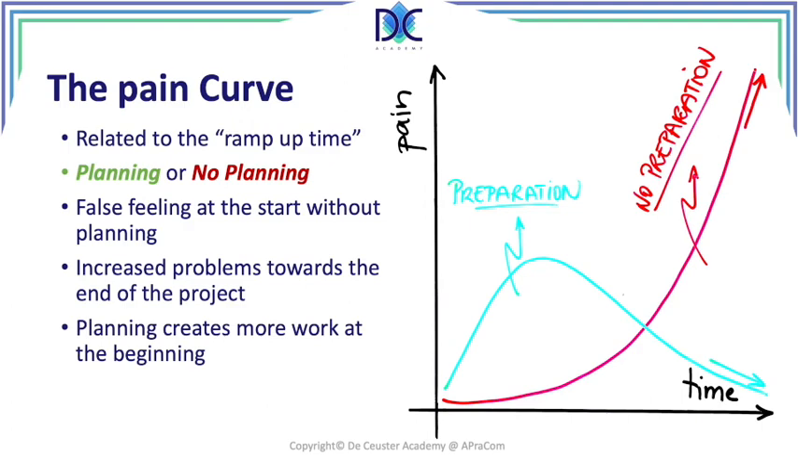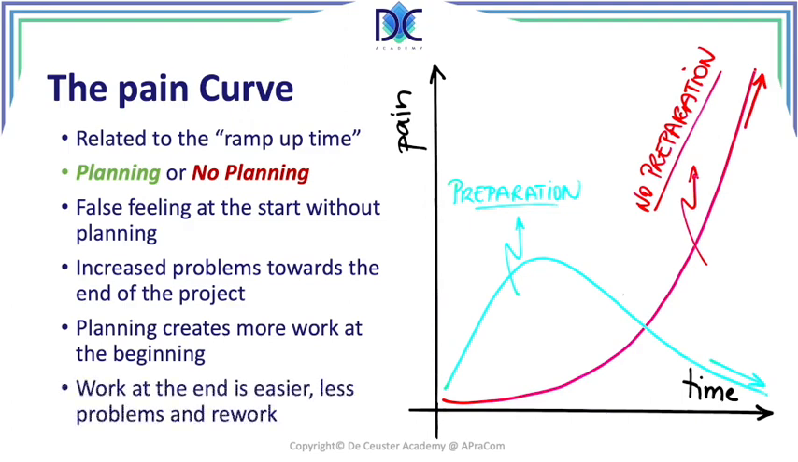Planning creates more work at the beginning. On the other side, at the end, it's easier, and there is less rework and there are fewer problems and issues at the end of the project. So the pain curve is very important to understand. It is better to organize, better to plan before we start working. Of course, we have to inform the customer about what we are doing, telling them that we are working on the different items, showing them what we are doing, because then they see that we are dealing with it.